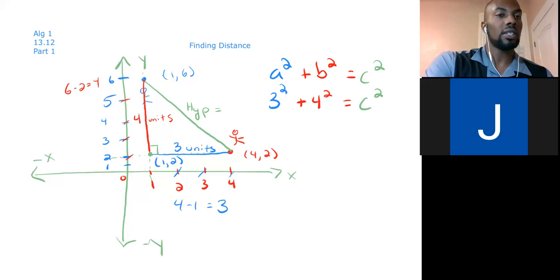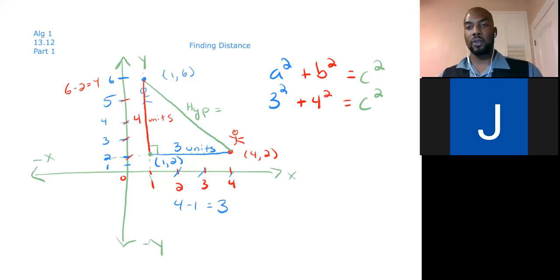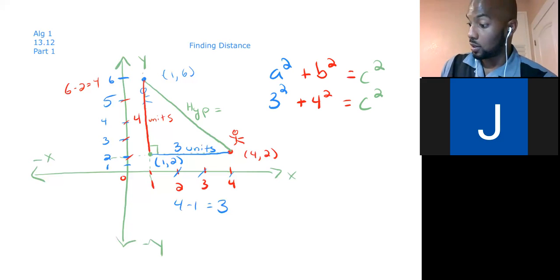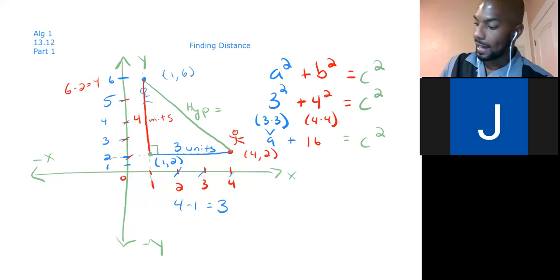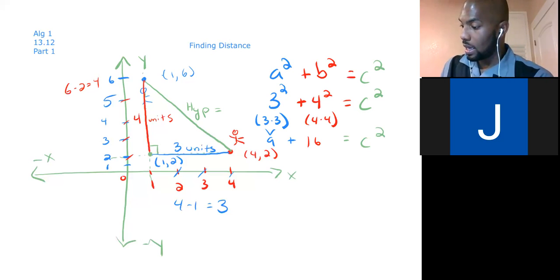Oh, I need to move this so that you can see. So here we have it, 3 squared plus 4 squared equals c squared. I do some basic math, 3 times 3 and 4 times 4, to which I will get 3 times 3 is 9. 9 plus 16, this seems familiar, equals 25. 9 plus 16 is 25, and I see we're going to have a special triangle here.